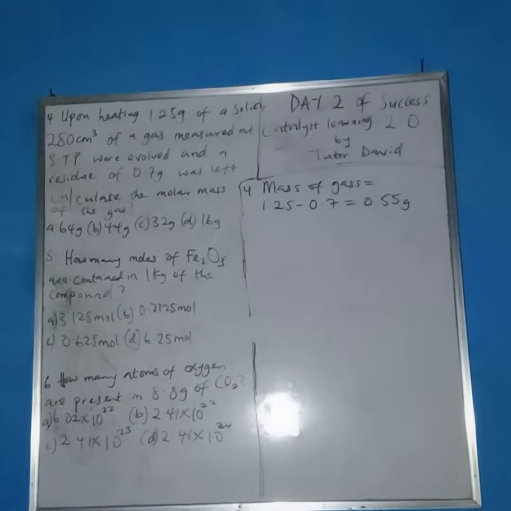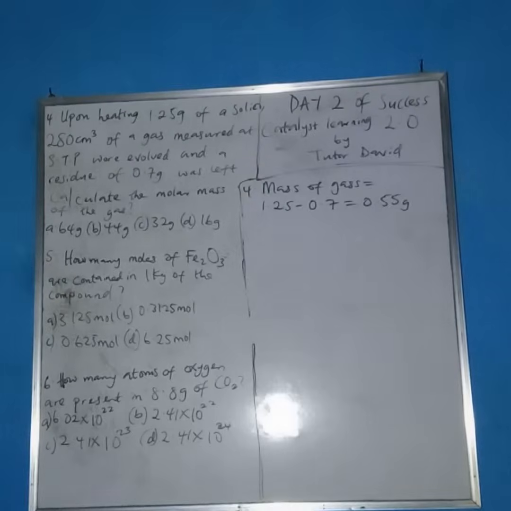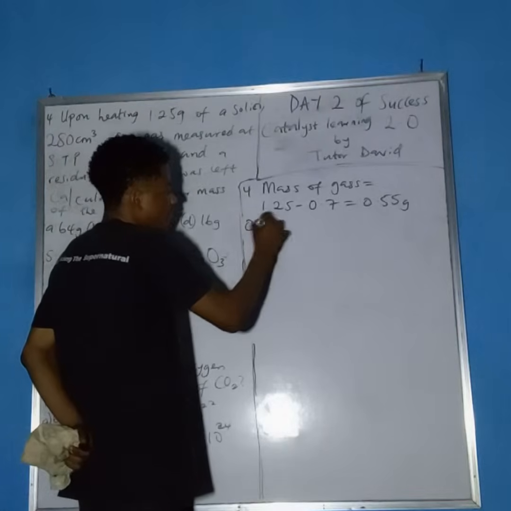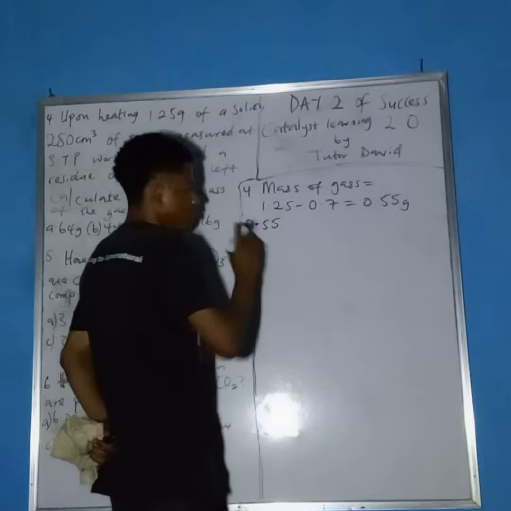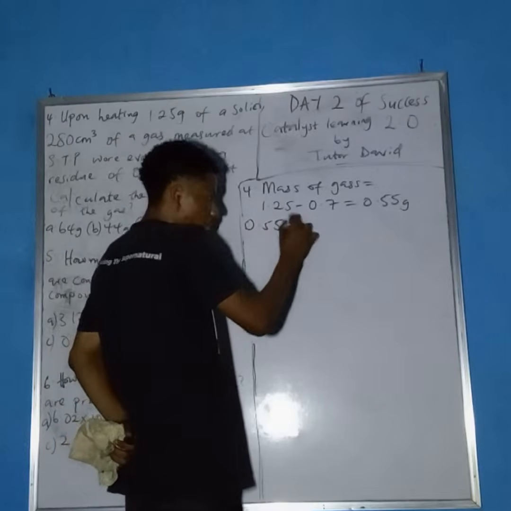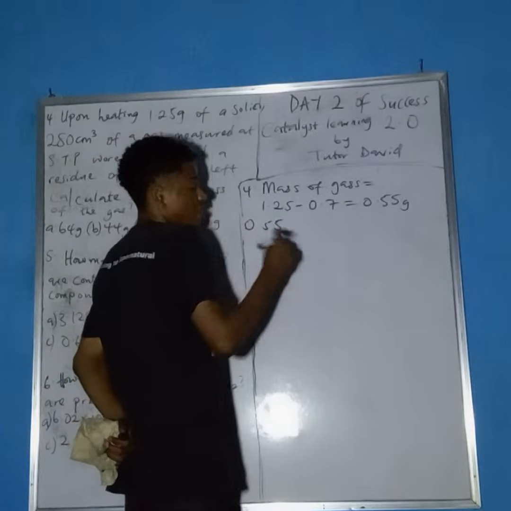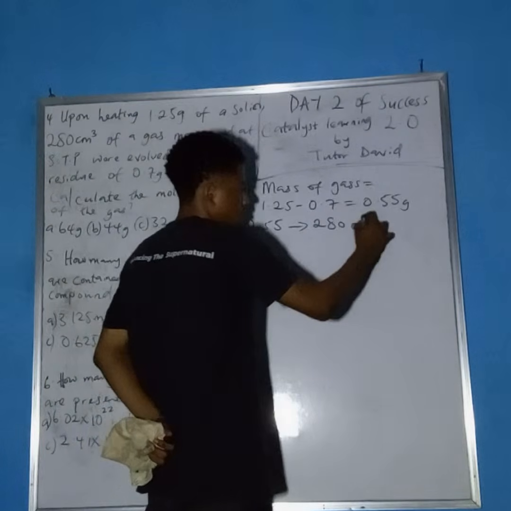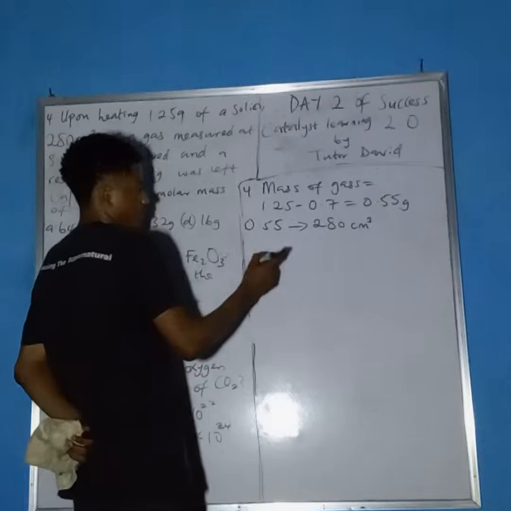So then we now proceed. Take notes. We have already found the mass of the gas to be 0.55 gram. Remember, we are still talking about STP. So since we are talking about STP, 0.55 gram of the gas occupied 280 centimeter cube. All right, so that is for that.